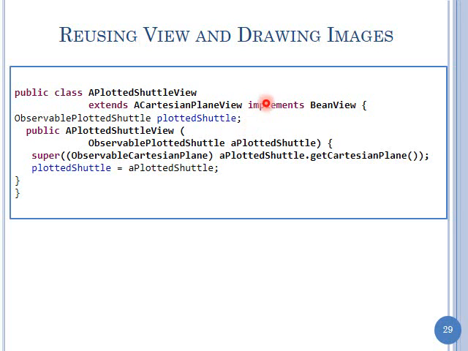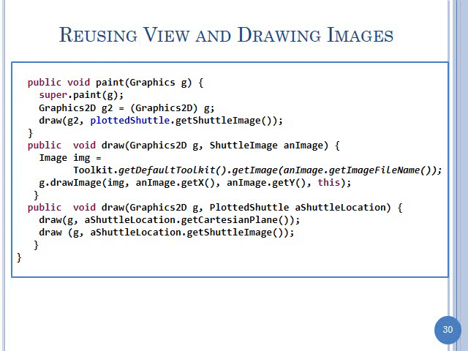The one issue is, how do you draw images? My plotted shuttle view, as I told you, is a subclass of a Cartesian plane view, which happens to be a subclass of the component. And here is where we see how to draw an image. That is the code I really wanted to show you.